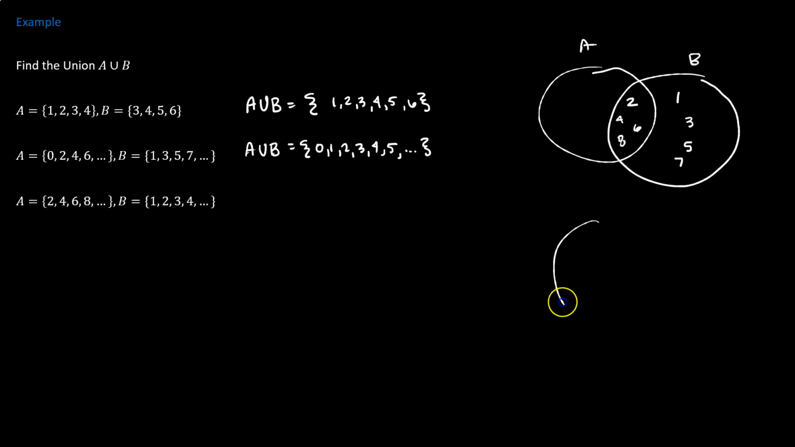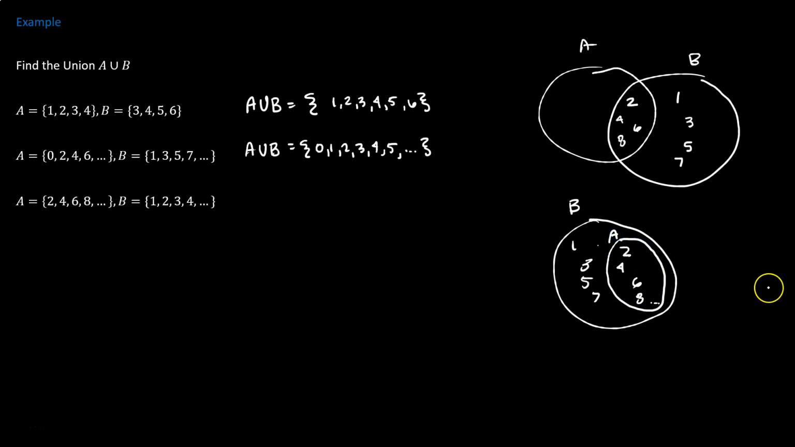In fact, we could have drawn this diagram to look like this, B, and then circled all of the even numbers inside of B and labeled that A. In this case, A is a proper subset of B. When I union these together, A has elements that already appear in B. So really, I'm just listing off B again.